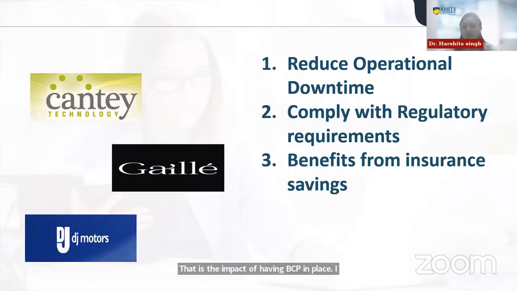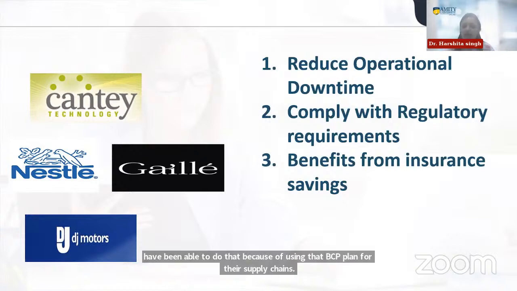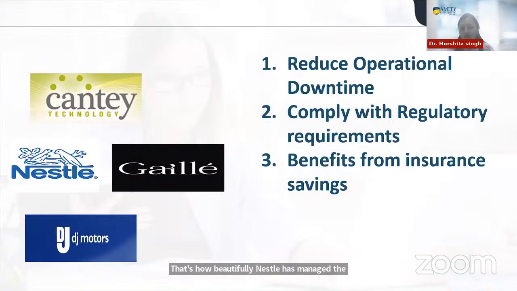I think another very important example is Nestle. Throughout the COVID pandemic, we were never out of our supply of Maggi or any other Nestle product. How have they been able to do that? Because of using that BCP plan for their supply chains. That's how beautifully Nestle has managed the pandemic and our supply of the products.